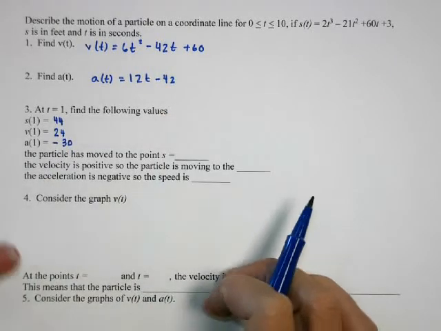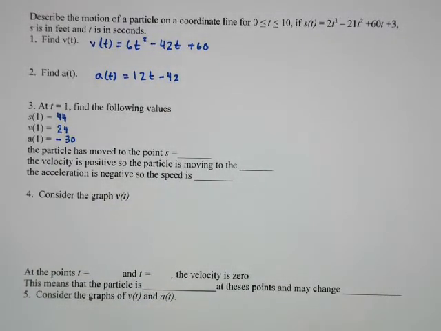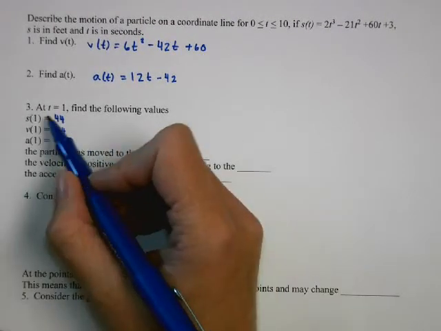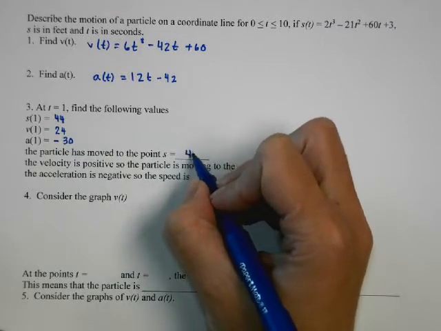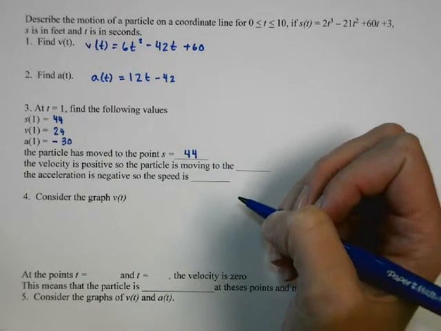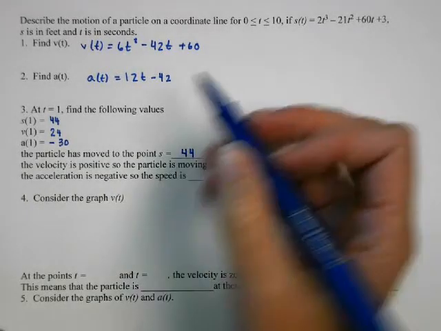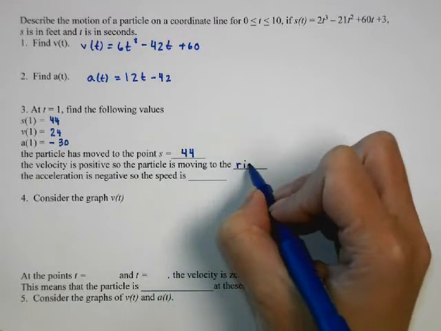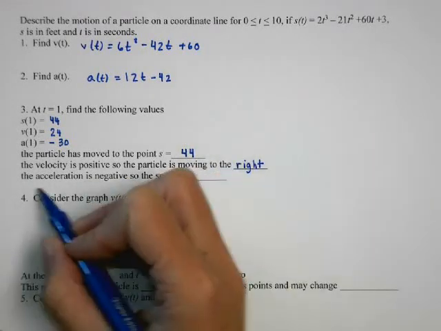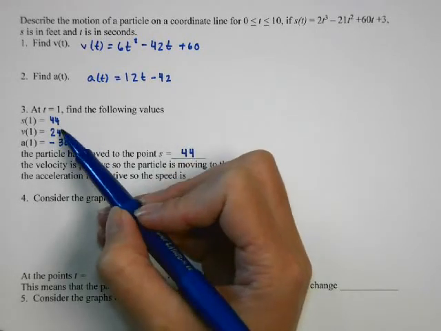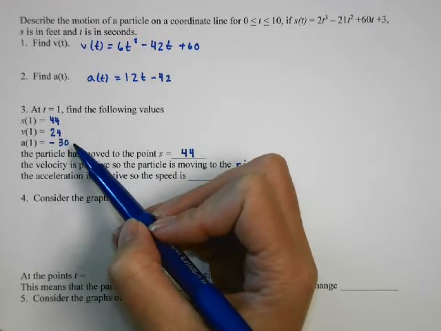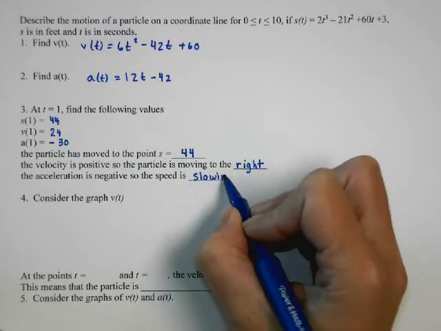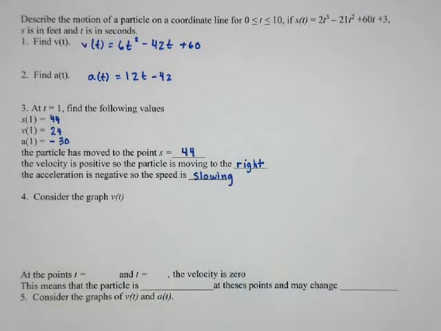So we're going to look at what information that tells us. The particle has moved to the point s of 1 equals 44. So at 1 second, the position is 44. The velocity is positive, which means the particle is moving to the right. And the acceleration is negative. So if velocity and acceleration have opposite signs, then the particle is slowing down.